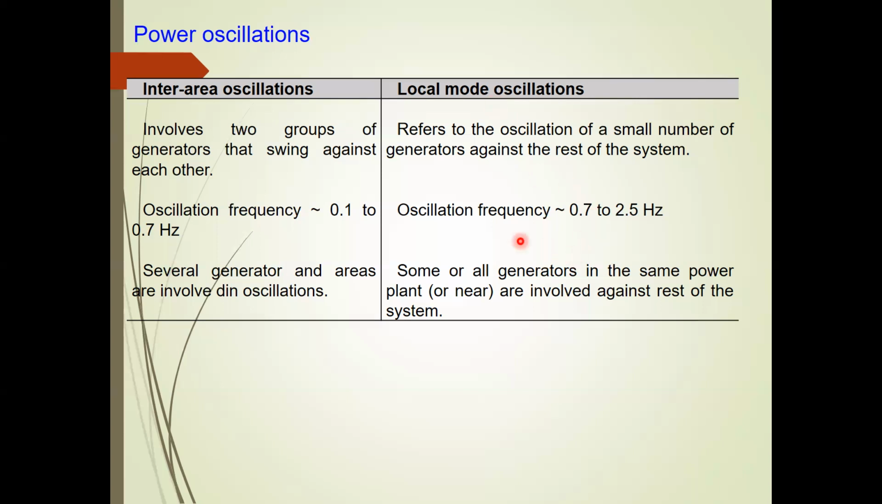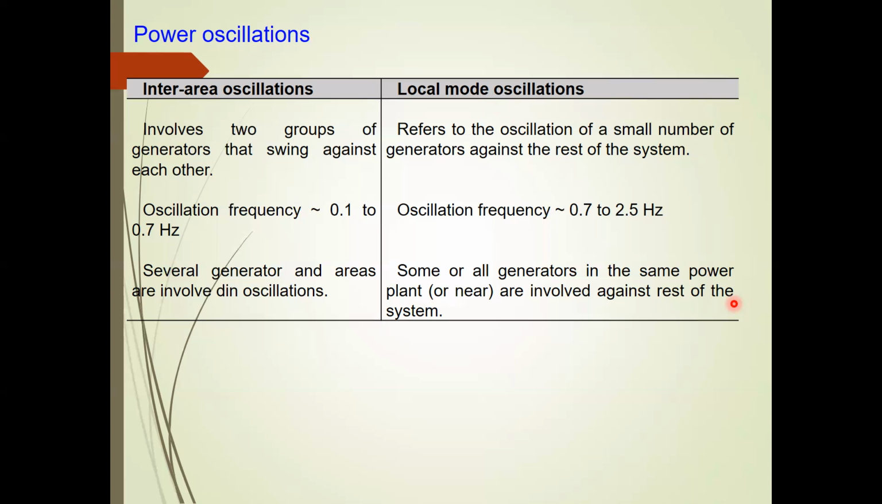These generators, either in the same power plant or in the same area, will be oscillating against the rest of the system. So these oscillations will be only in these sets of generators. You don't observe the oscillations in other sets of generators. Does it mean that if there's any change in phase, it will be limited to only one group? Yes, it will be limited to only a certain group of generators in the same power plant or the same area.